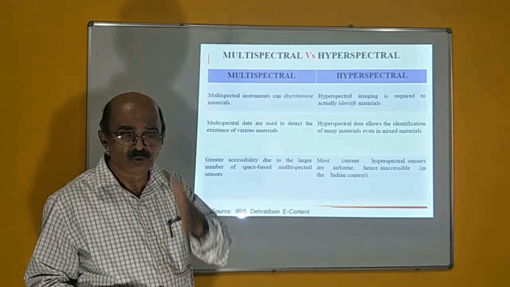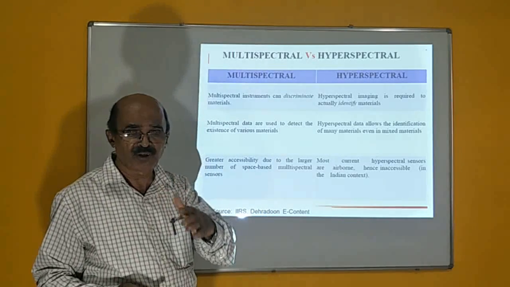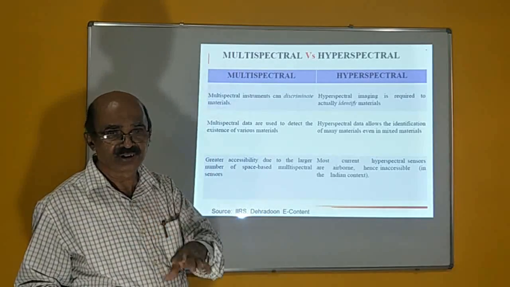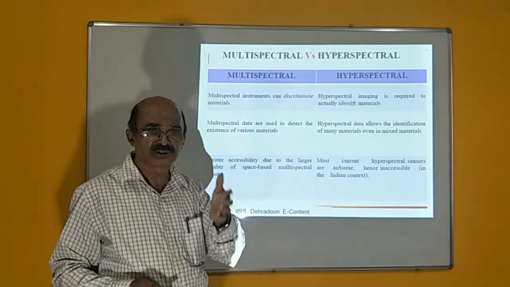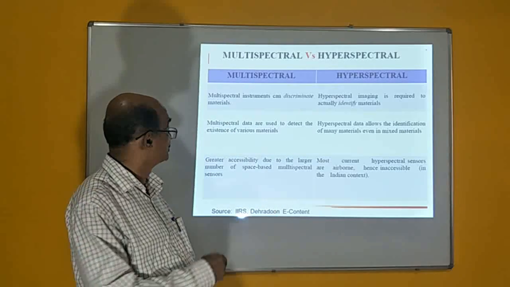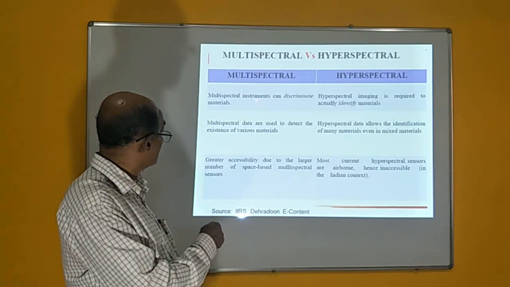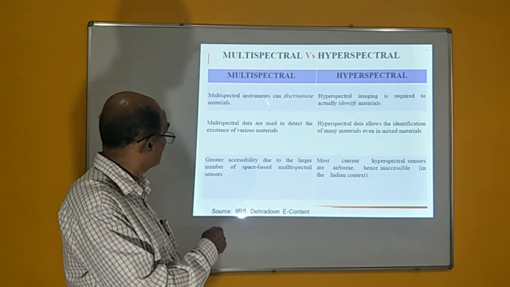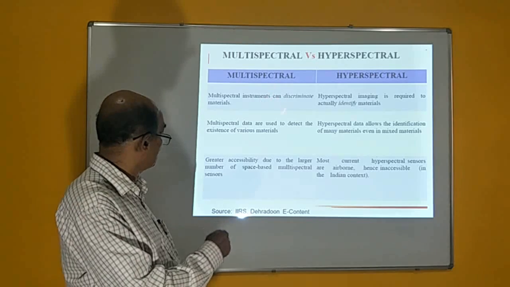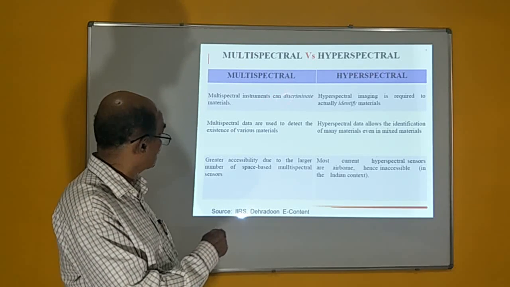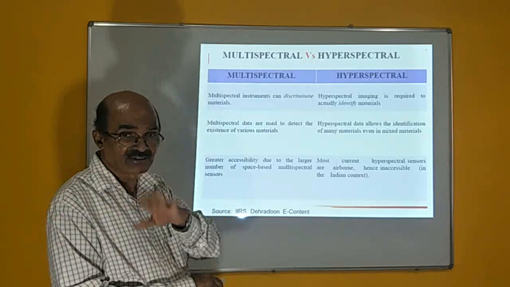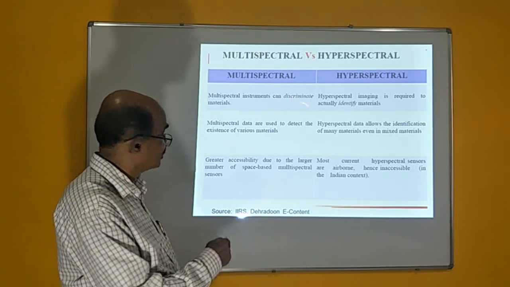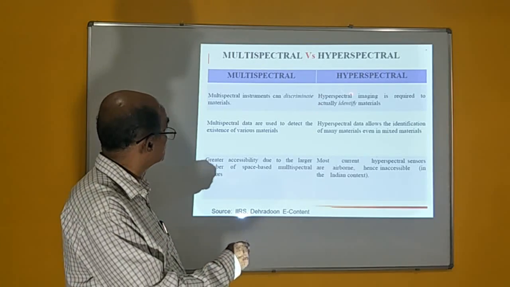That means you have the blue band 0.4 to 0.5, 0.5 to 0.6 is green, 0.6 to 0.7 micrometer is red, 0.7 to 1.1 micrometer is the near infrared. Like that, we are getting multispectral data. I am giving the example of Landsat MSS, which collects the data normally in 4 bands. Like that, multispectral data gathers the required information in more than one wavelength of the spectrum.